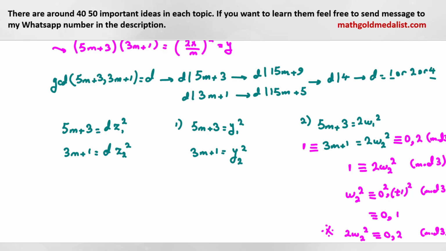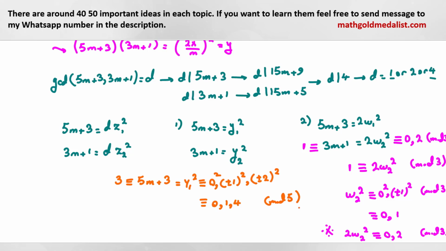Okay, so if you consider mod 5 for 5m plus 3, y1 squared can be 0, 1, 4 mod 5. Yeah, 0 squared, 1 squared, plus or minus 2 squared. When we say 0, 1, 2, minus 2 is 3, minus 1 is 4, right? But it should be equal to 5m plus 3, which is congruent to 3 mod 5, right? And it's not possible. So we proved this BMO problem, right?